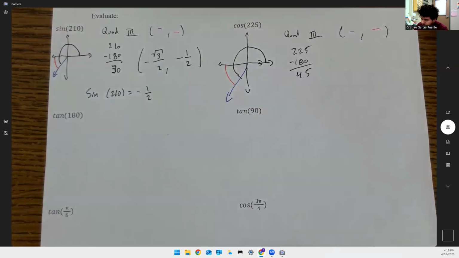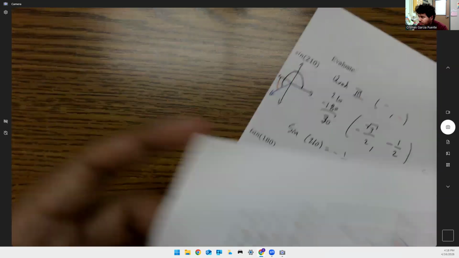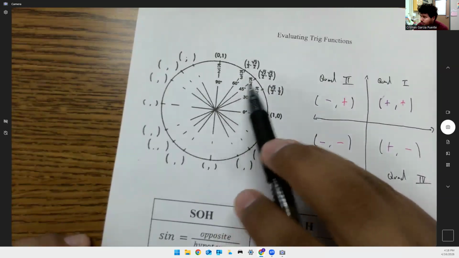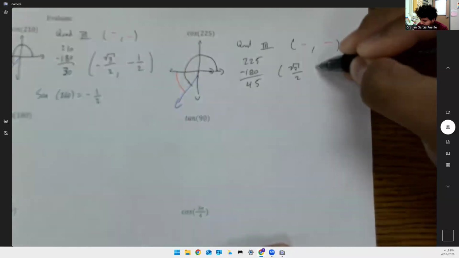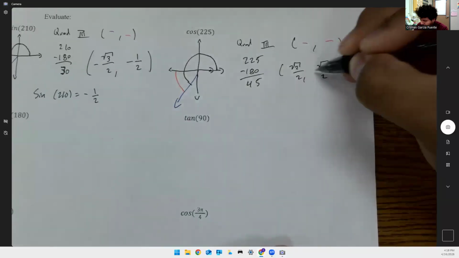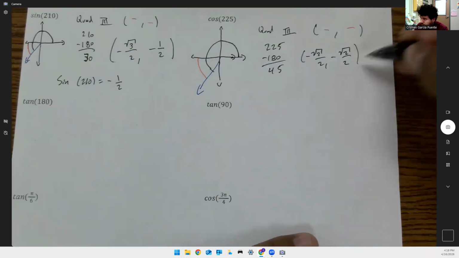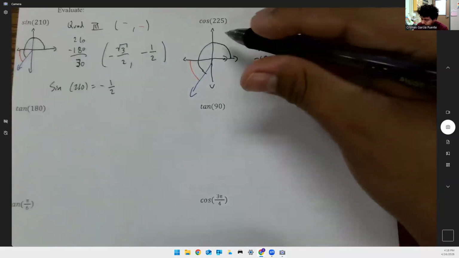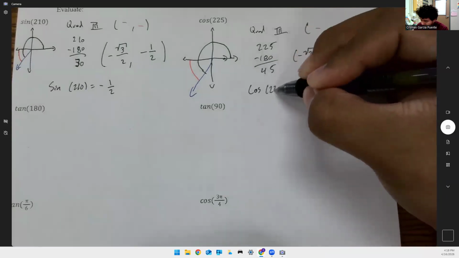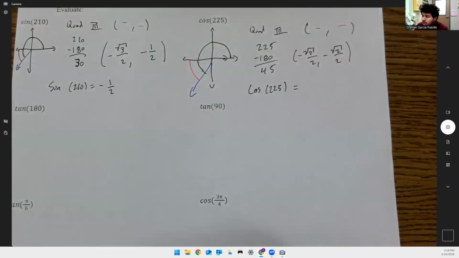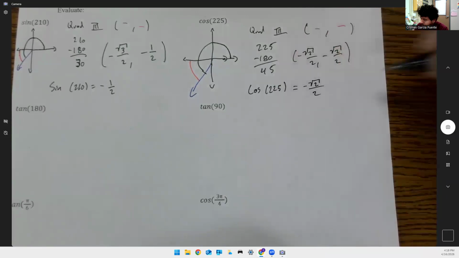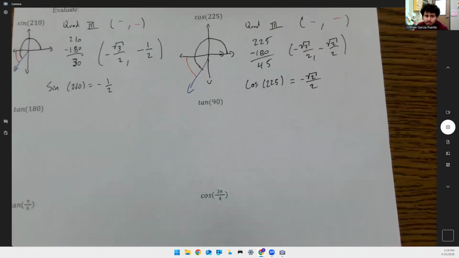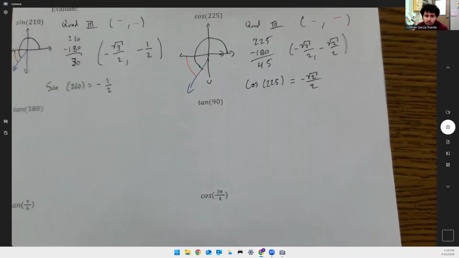Once you find a reference angle, you just turn your page around. For 45 degrees, what is our point? It's root 2 over 2 for both of them. But we said they're both minus minus, so you make them both negative. Now, we're finding cosine of 225, and cosine is equal to your x value. So your x value here is just negative root 2 over 2. You put that down and you're done. Super straightforward. So we're going to move on to the next one.